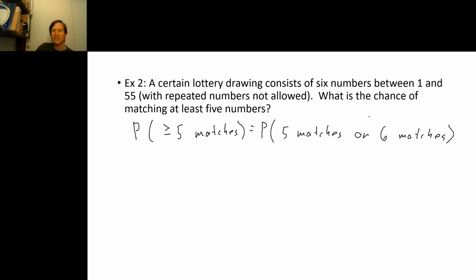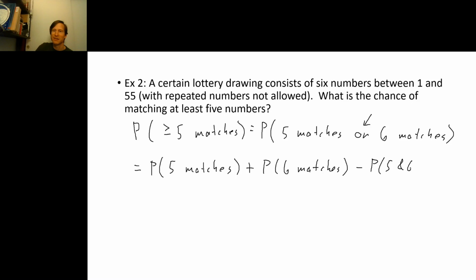All right, now that we've expressed our event using one of these key words, or, we can use the formula for probabilities for OR. So that's the probability of getting 5 matches plus the probability of getting 6 matches minus the probability of getting 5 and 6 matches. Of course, it's impossible to get both 5 correct matches and 6 correct, so this last probability is actually 0.